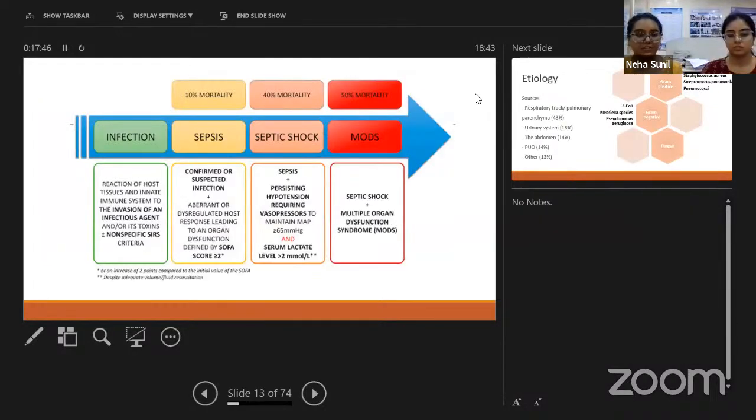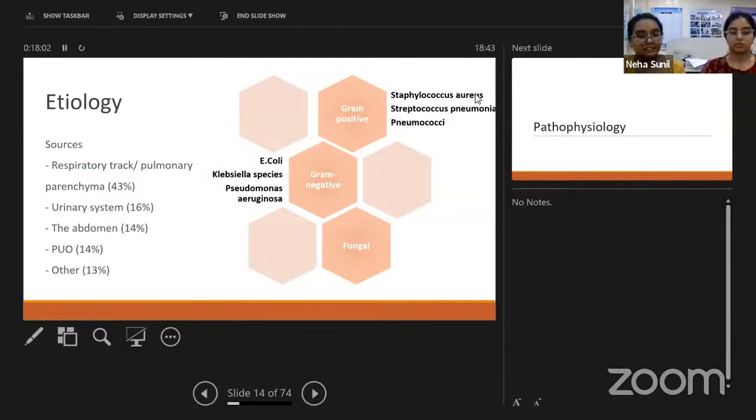Now, these are the 4 stages that you can see in sepsis and septic shock. First stage will be the infection, then sepsis, septic shock as defined before, and the last will be MODS. And again, multiple organ dysfunction syndrome is no longer in use. Coming to the etiology, the sources of these infections can come from the respiratory tract or the pulmonary parenchyma, the urinary system, the abdomen, pyrexia of unknown origin, or others.